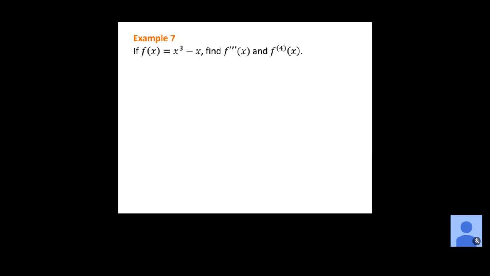All right, now we're given that same function again. We want to find the third and the fourth derivatives of that function. Remember, we just found the second derivative, so I'm going to go ahead and write that down. Remember, f double prime of x was 6x. So if we want to find the third derivative now, how are we going to do that?